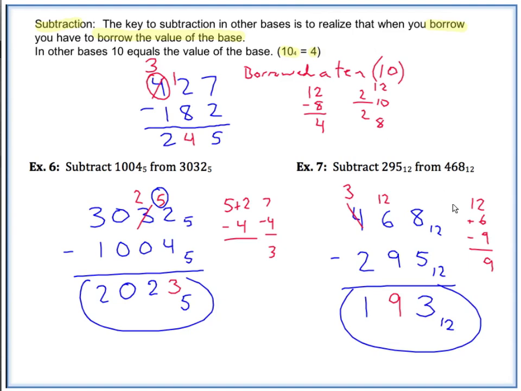Alright, welcome back. So here 8 minus 5 was 3, that was no problem. 6 minus 9, that didn't work, and so what you had to do is borrow from the 4, and so there were 3 left here, and you borrowed the value of the base, which was 12. And so then you can do 12 plus 6 minus 9, so that's 18 minus 9, which is 9, so you can put your 9 there, and then you just do 3 minus 2 is 1, and you got 193 base 12.